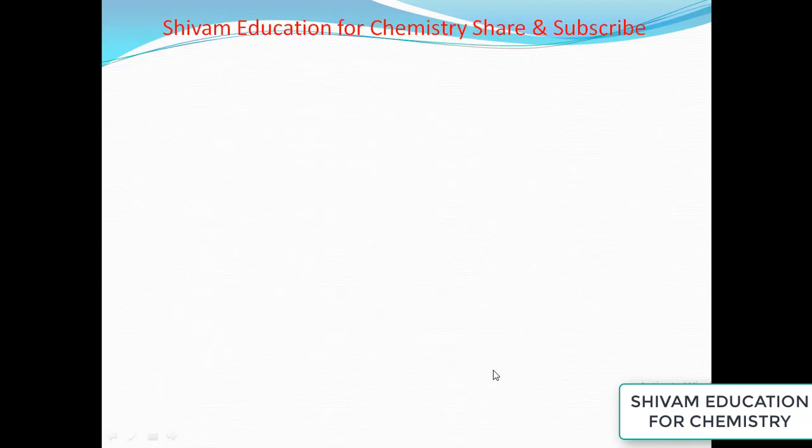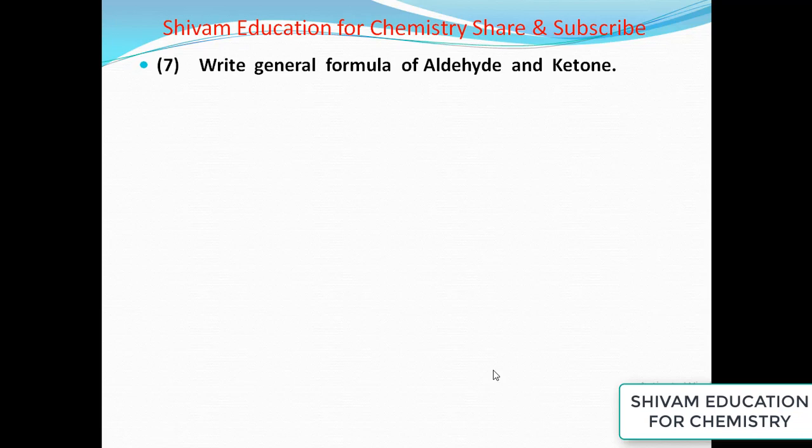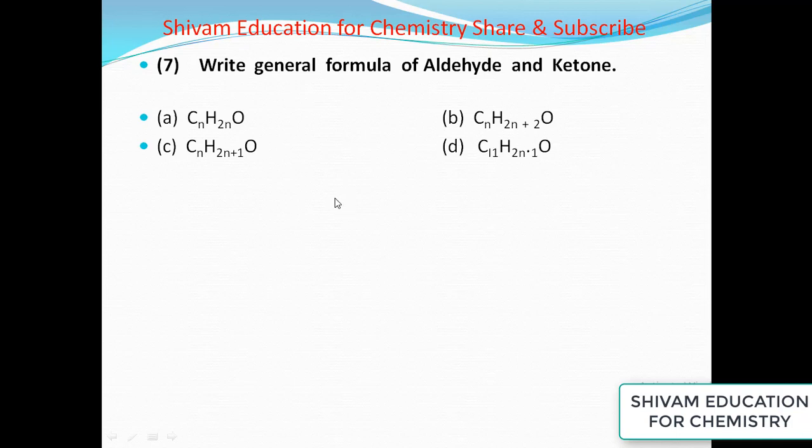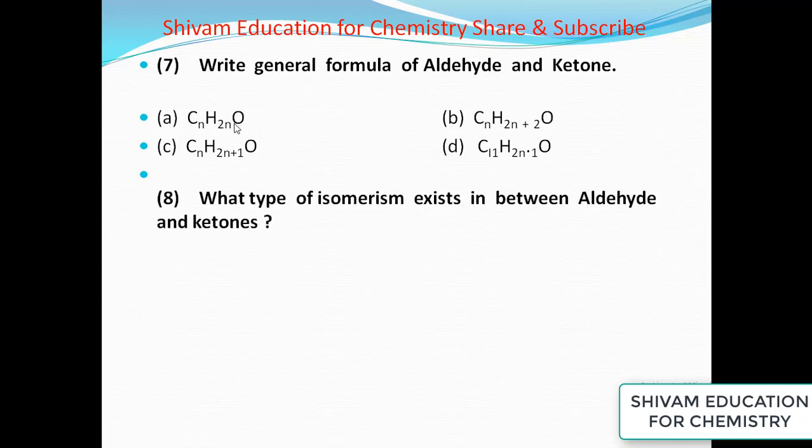Now question number 7 for you. Write the general formula of aldehyde and ketone. Options are given here. Now when you take any aldehyde or ketone, it has a general formula CnH2nO. In aldehyde and ketone, as compared to carbon, hydrogen will be double and one oxygen will be there. So it has a general formula CnH2nO.